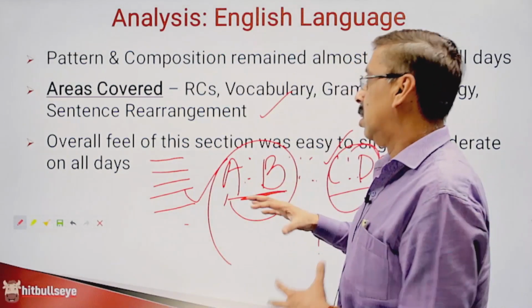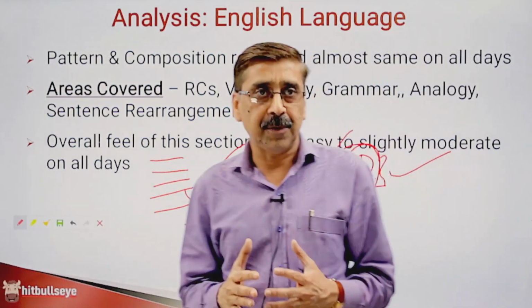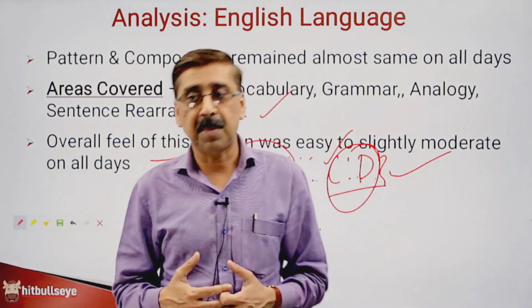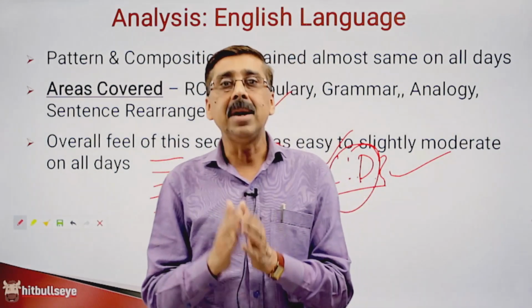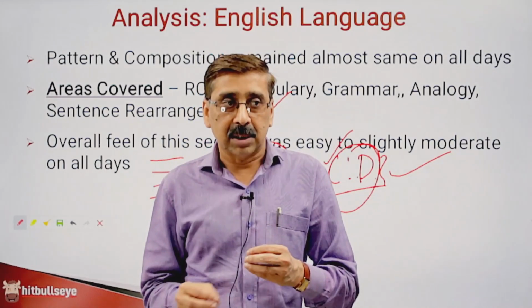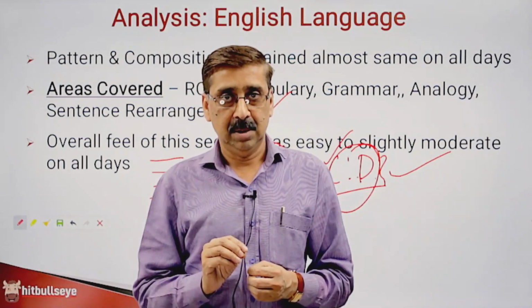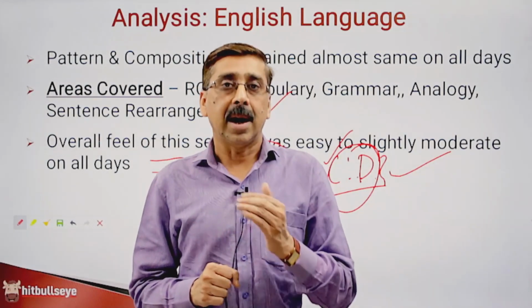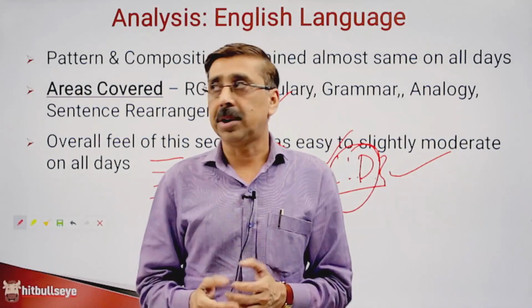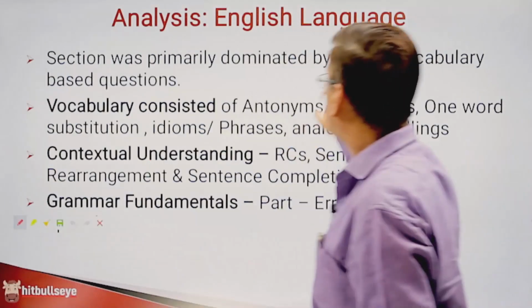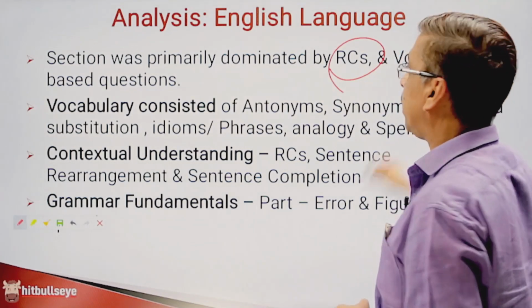So all in all, the questions were pretty direct in RCs. Those who have already taken this exam are pretty aware that the questions were primarily direct or factual. It means the answer would be directly visible in the passage itself, and the questions would start something like this: according to the passage, or according to the author. So this is called a direct question. Most of the questions were direct. So the section was primarily dominated by RCs and vocabulary.